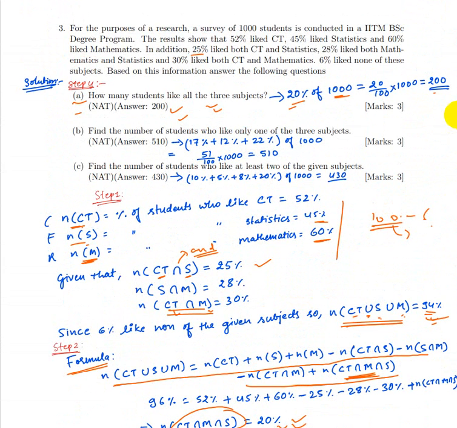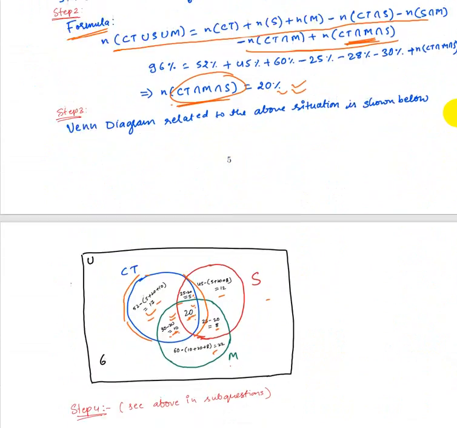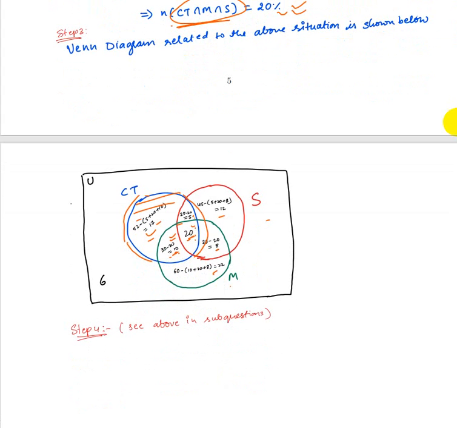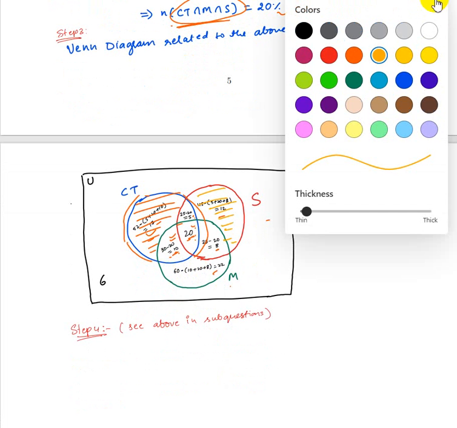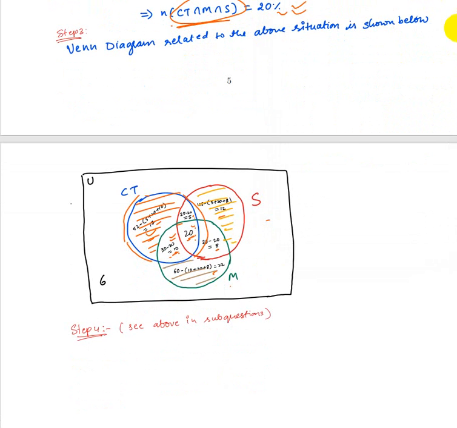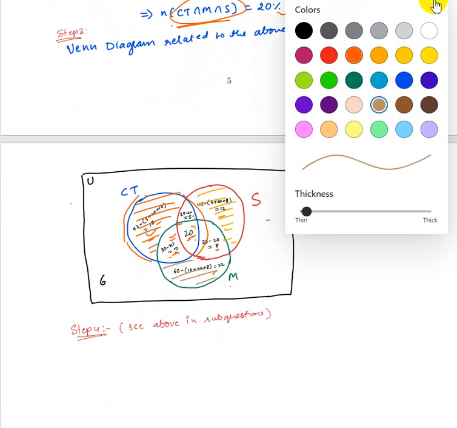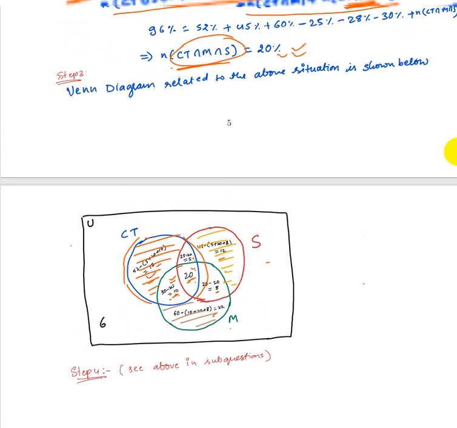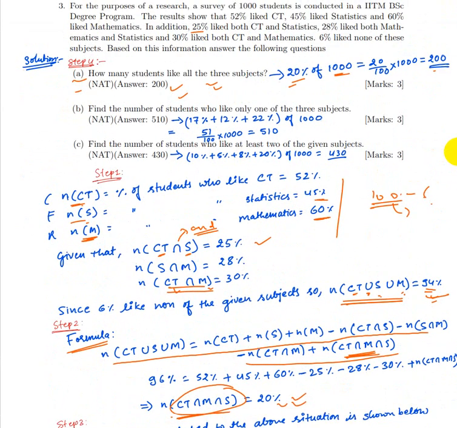Find the number of students who like only one of the three subjects. So this part in each set will denote that a student is liking only one subject. This part which I am shading. We'll just add the percentages of these parts, which is nothing but 17% plus 12% plus 22% of 1000, which will give us the result as 510.